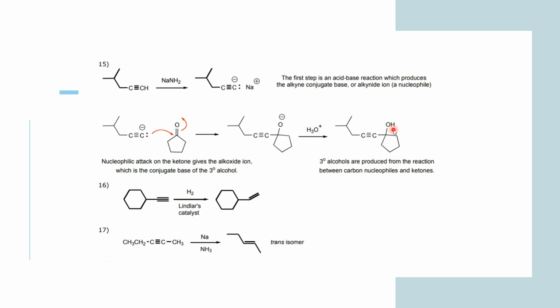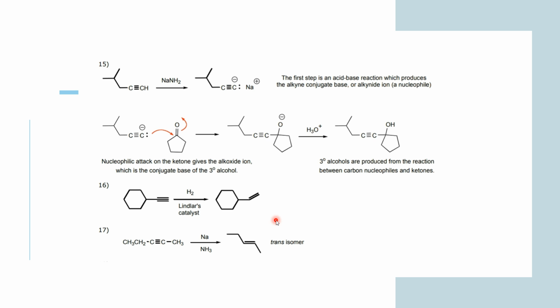And these kinds of reactions are in general used for the synthesis of tertiary alcohols. So I hope the reaction pathway is clear to you. In the first step, we saw an acid base reaction, which produced the alkyne conjugate base, commonly known as alkynide. And the alkynide, being a nucleophile, will undergo nucleophilic attack on the ketone, giving an alkoxide ion. The alkoxide ion quickly picks up a proton from the system, giving us a tertiary alcohol.